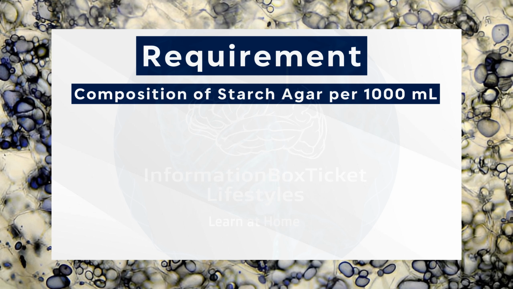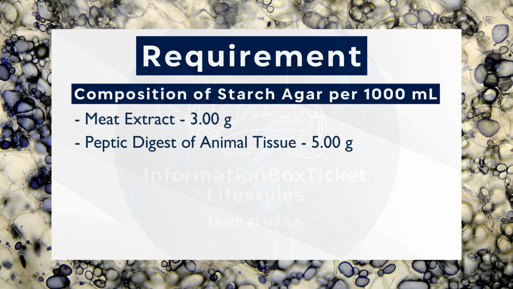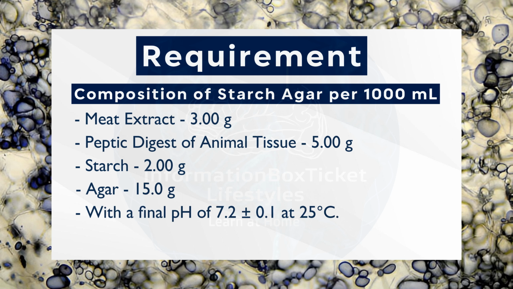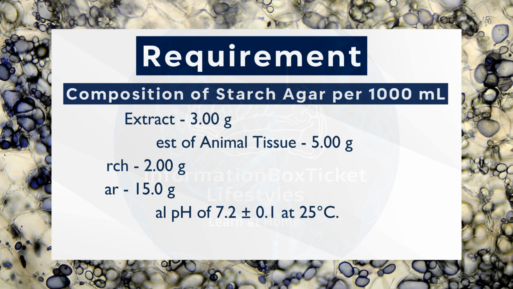Composition of starch agar per 1,000 ml. Meat extract, 3.00 grams. Peptic digest of animal tissue, 5.00 grams. Starch, 2.00 grams. Agar, 15.0 grams. With a final pH of 7.2 ± 0.1 at 25 degrees C.